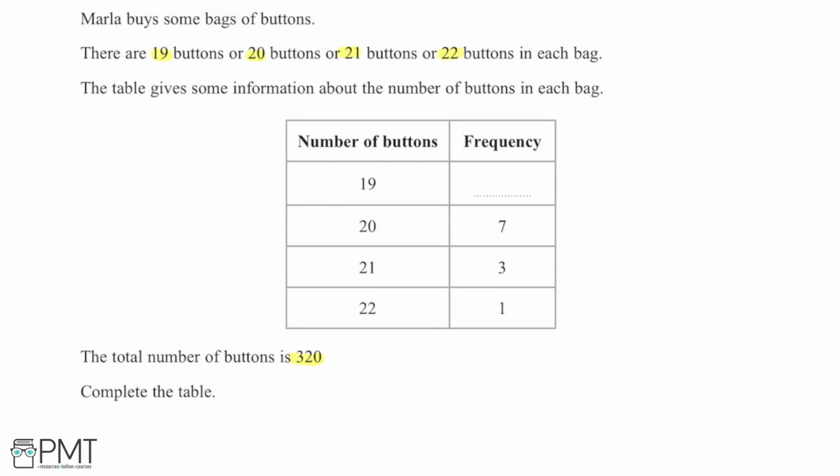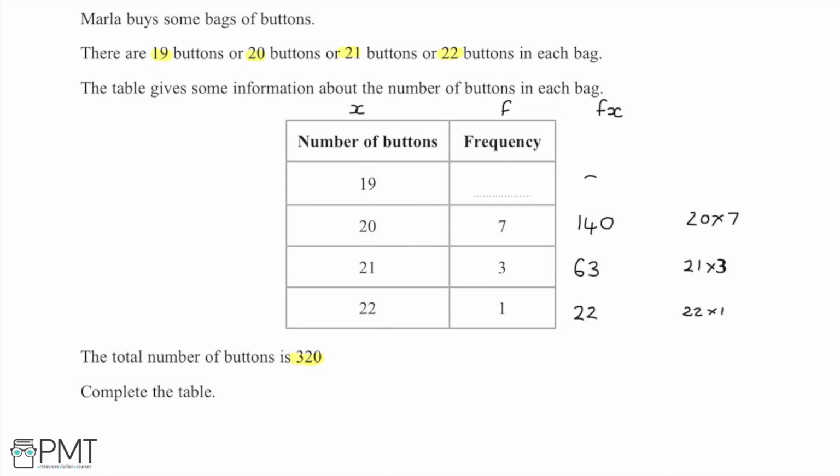And I can see this if I label the columns up. If we take this one to be X and then the frequency column to be F, if I then add on an FX column, this is going to be the total number of buttons looking at each bag individually. So, for example, if I take the second column, because it doesn't have an unknown in, I can simply do 20 multiplied by 7 to get me 140, which will go in this column. Similarly, 21 multiplied by 3 gives me an answer of 63. And then finally, 22 multiplied by 1, that just gives me 22.